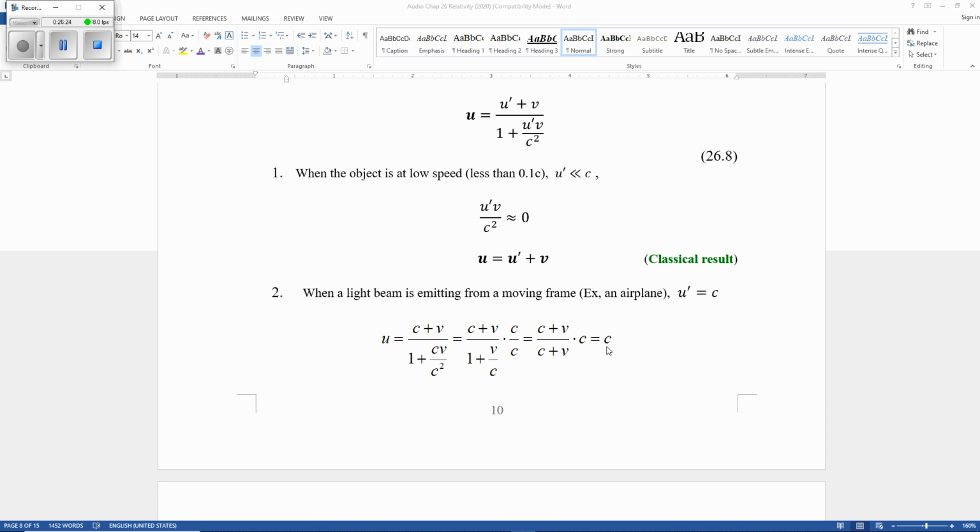So that means if you turn on the light from an airplane or from a spaceship, and we measure from the Earth, we still find the same number, still equal to the speed of light. So this equation works very well.